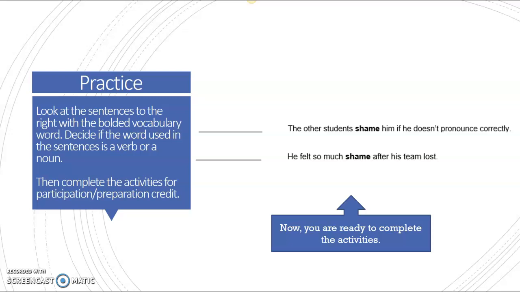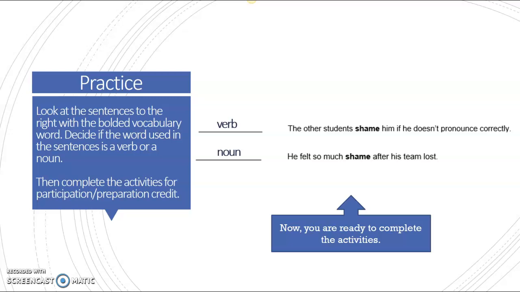Number 1. The other students shame him if he doesn't pronounce correctly. He felt so much shame after his team lost. Notice that the word shame is acting as a verb in the first sentence. Shame is acting as a noun in the second sentence.